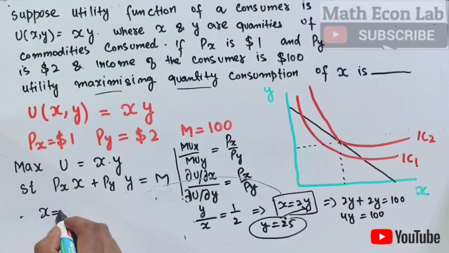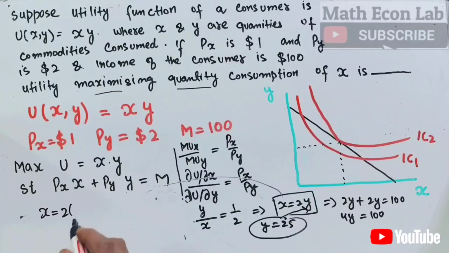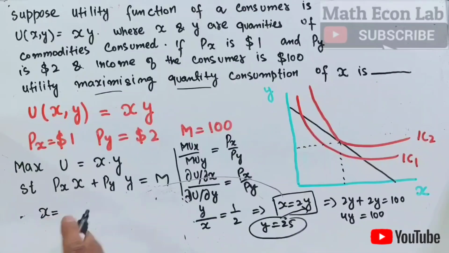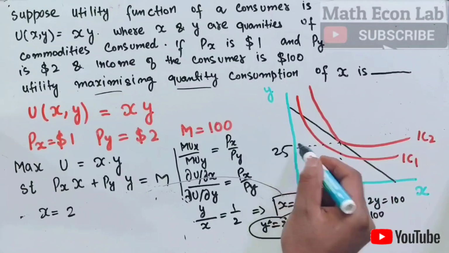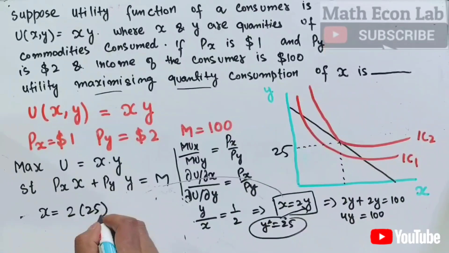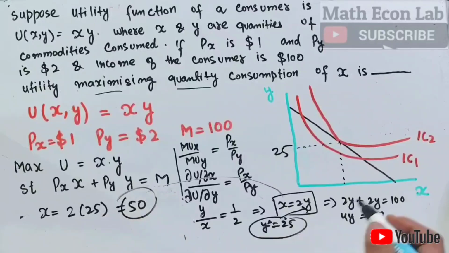That means x will be equal to 2 times the optimal value of y. X is equal to 2y, and y is 25, so x will be equal to 2 into 25, which is equal to 50. So 50 will be the optimal consumption of good x.